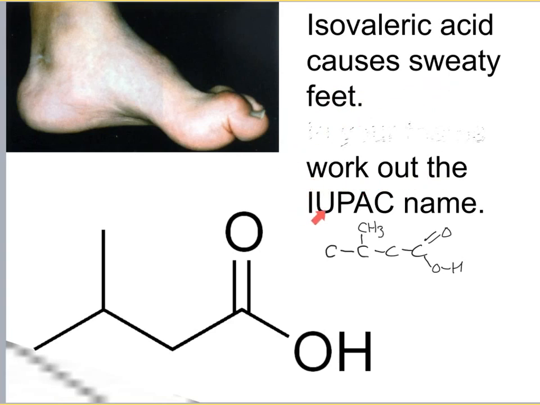So let's work out the IUPAC name of isovaleric acid. It's got 1, 2, 3, 4 carbon atoms, and there's your carboxylic acid group. If we draw out the full displayed structure, it's got 4 carbon atoms. Here's a methyl group on carbon number 3. If you put on all the hydrogens, you can see the carboxylic acid group takes priority. That's on carbon 1, so we don't need to name it carbon 1. But on carbon 3, you have a methyl group. The stem is but because it's got 4 carbons. So 3-methyl butanoic acid is the stuff that your feet produce when they're sweaty, or isovaleric acid.